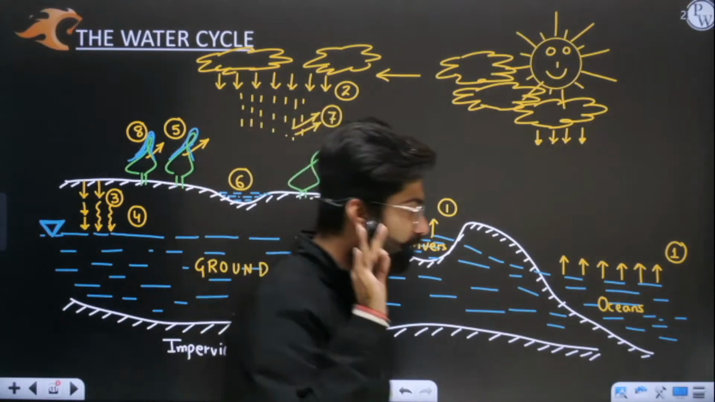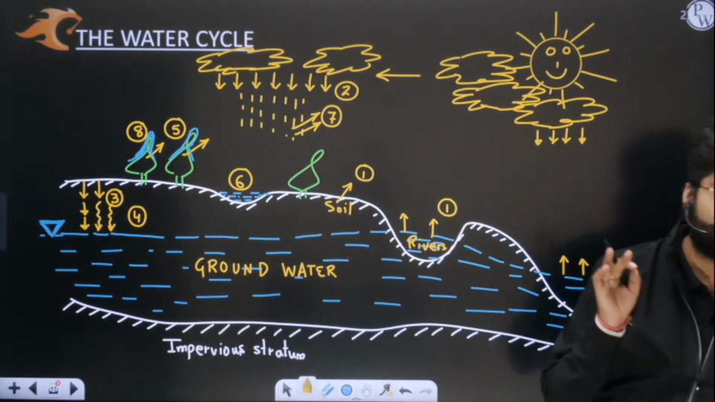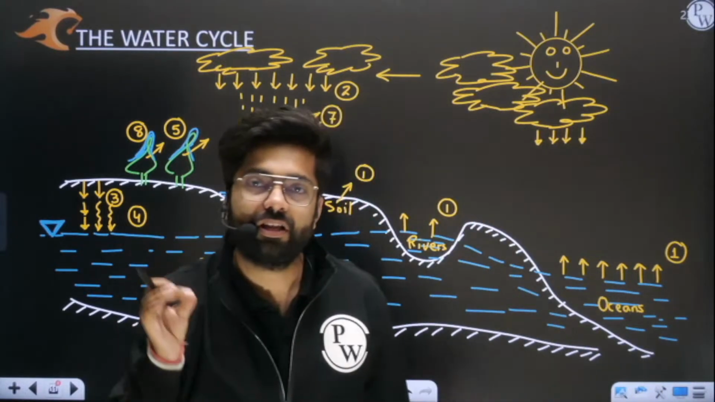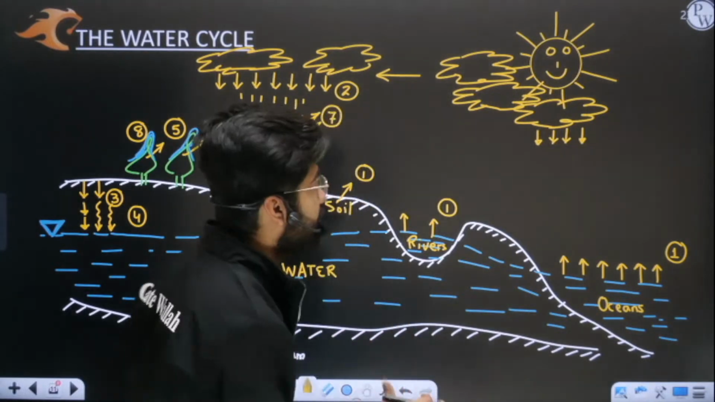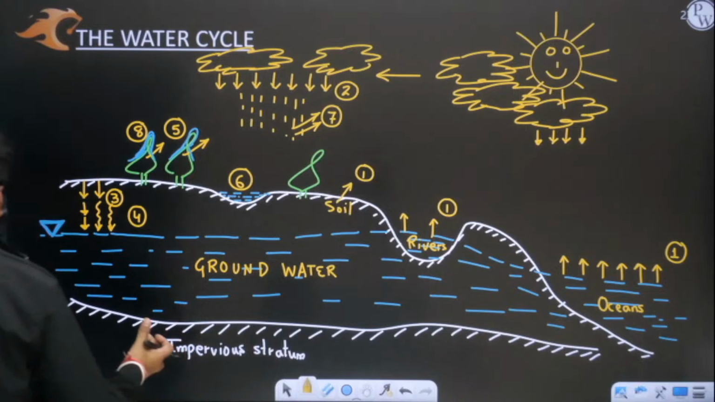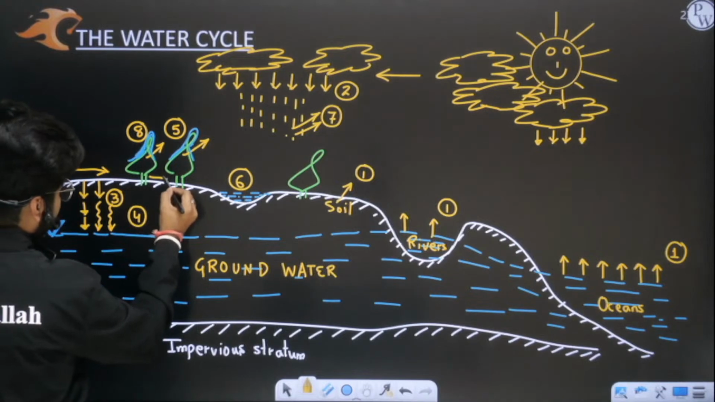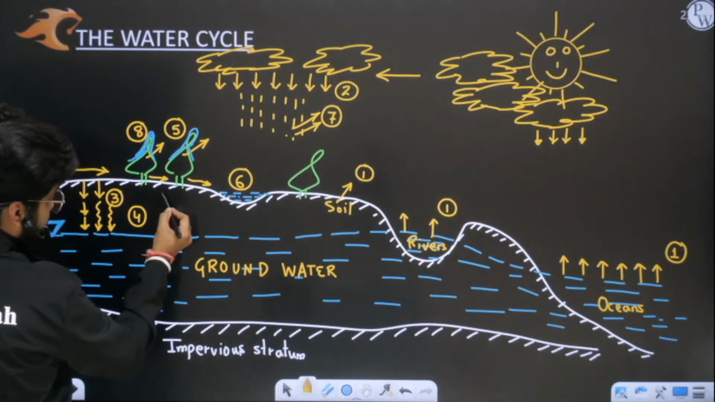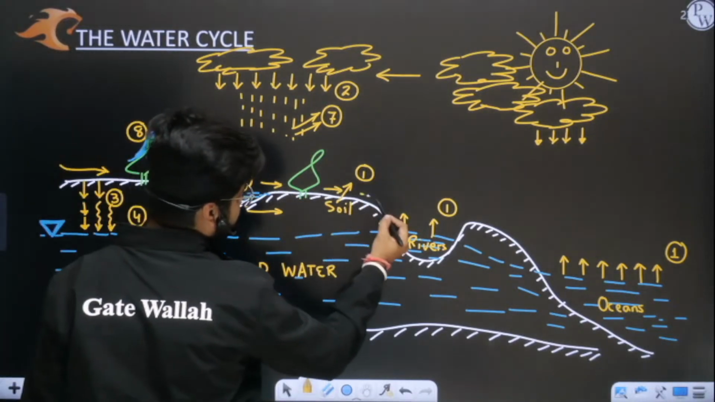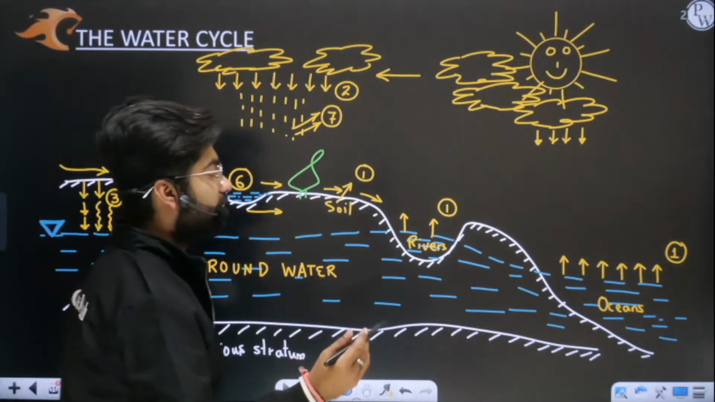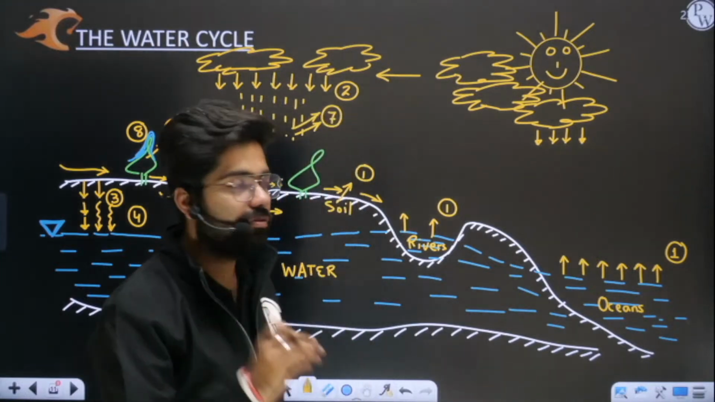Can you comment what will happen after losses? Yes or no? Can you comment, Sushil? After all the losses, you will see that water will start running off on the surface. Whatever water is left will start running off either above the surface or below the surface. The water will ultimately form small streams, and those small streams will ultimately join your main river. Yes or no?